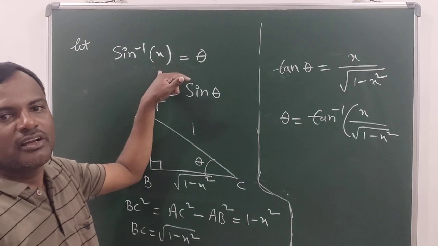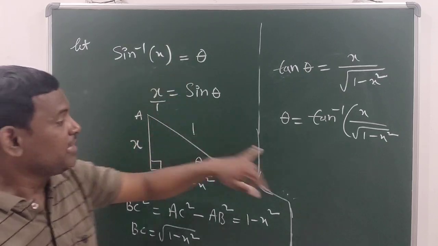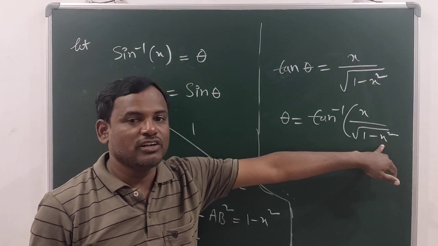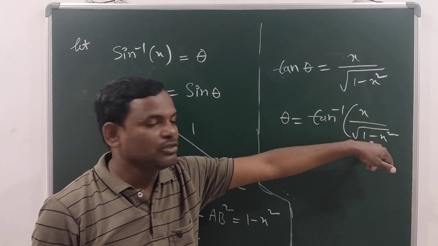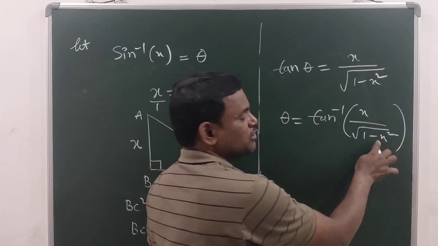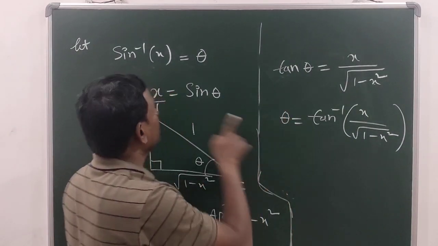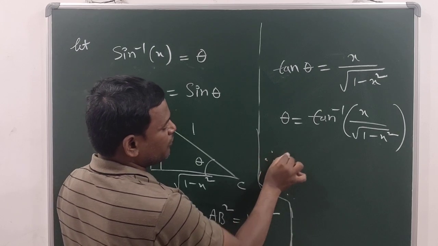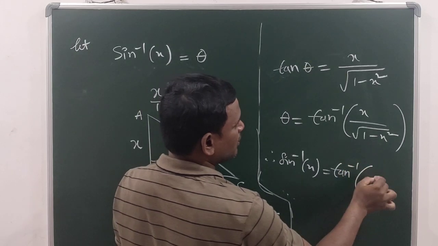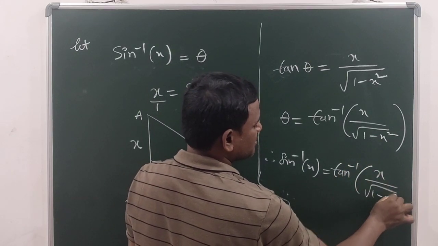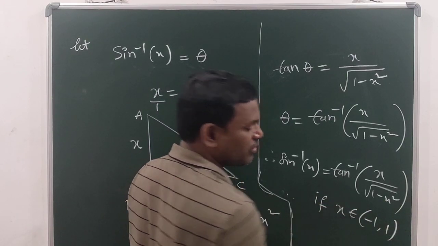Okay students, here x belongs to the closed interval of -1 to 1. So if x is equal to 1 or x is equal to -1, this denominator is becoming 0. Some real number by 0 is not defined. Hence here x should not be 1 and x should not be -1. Here theta is nothing but sine inverse. Therefore, sine inverse of x can be written as tan inverse of x by root of 1 minus x square, where x belongs to the open interval of -1 to 1.